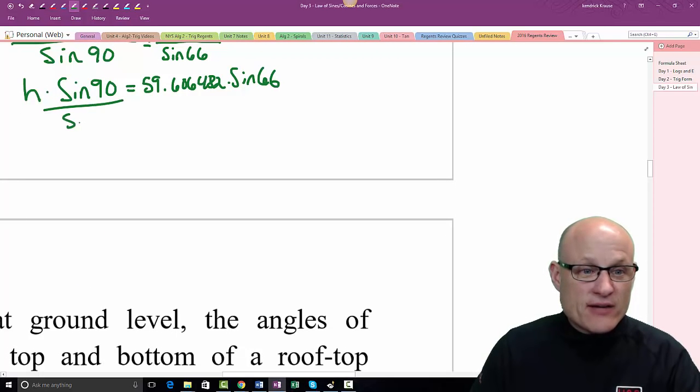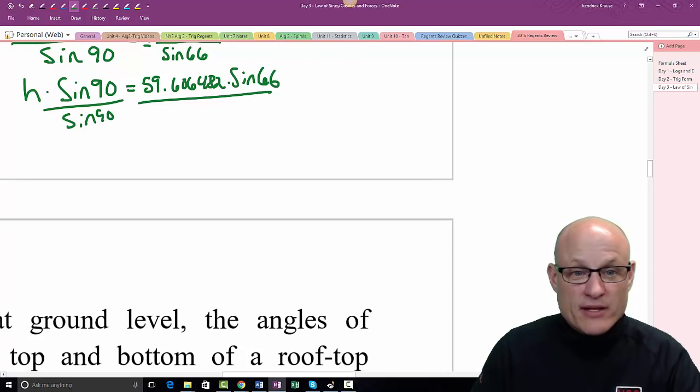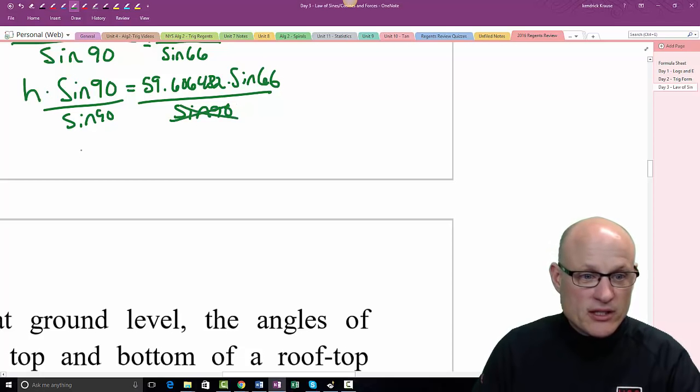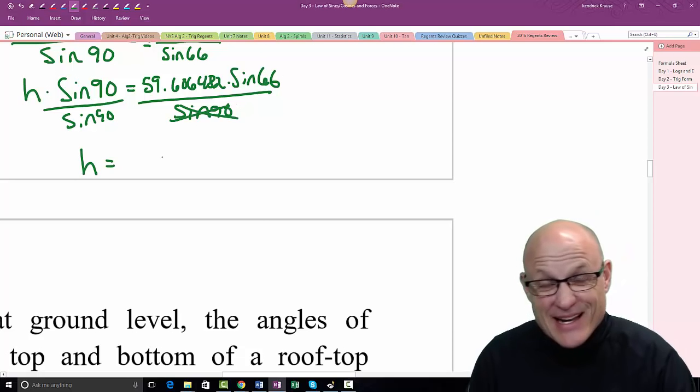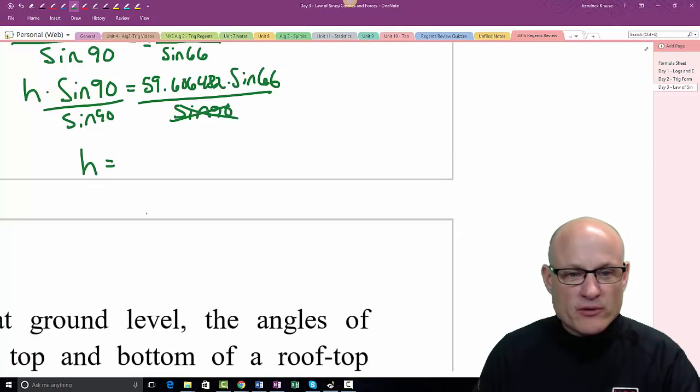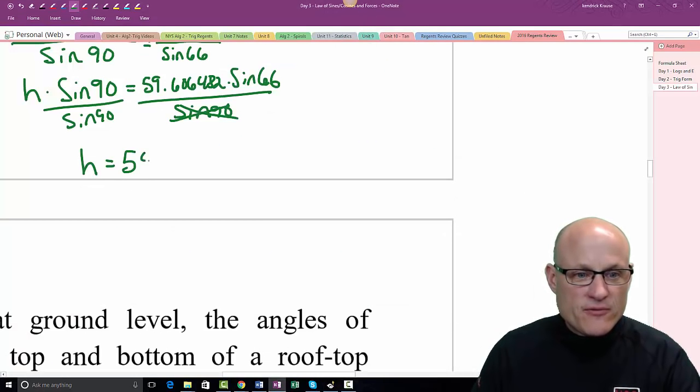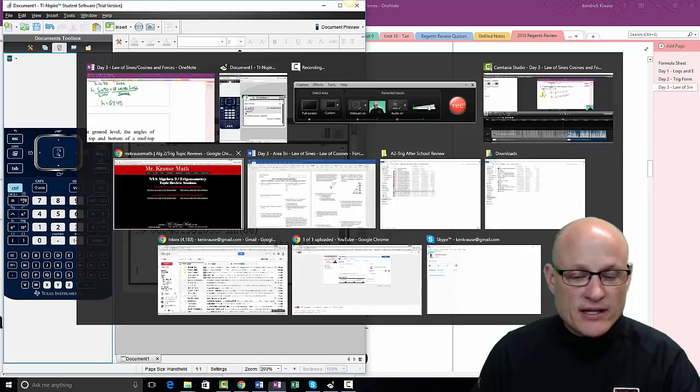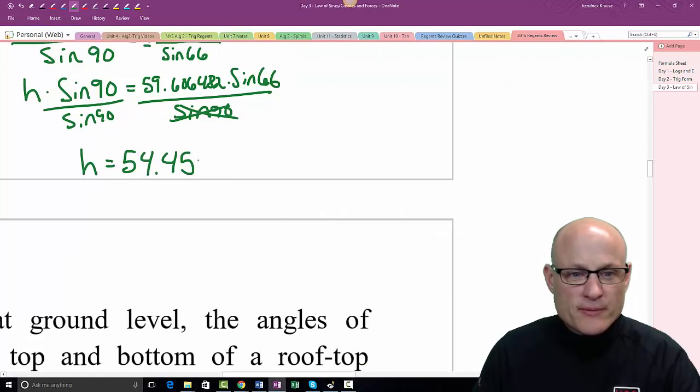And then I'm going to divide by sine of 90. Now, I don't need to divide by the sine of 90 because, again, I already said it, it's 1. So I'm just going to get rid of it. So h equals, if you divide by a sine of 90, it will work. So I'm going to do this, enter, times the sine of 66. And I get 54.45323. Now, this is my final answer.